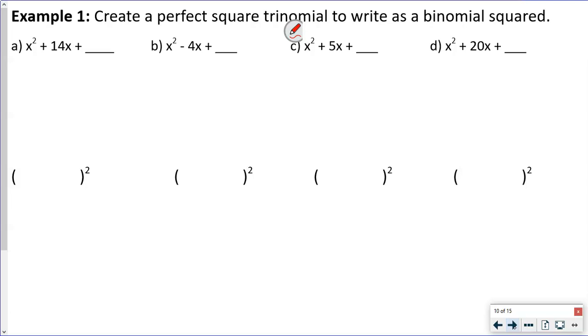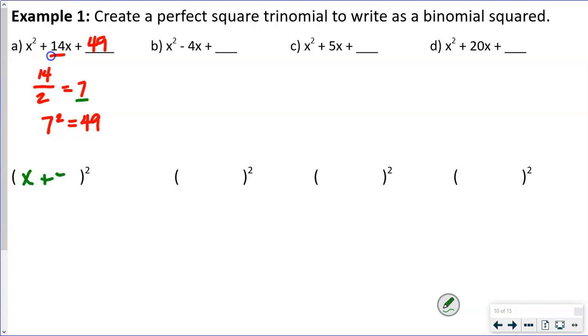So it says create a perfect square trinomial and write it as a binomial squared. What we're going to take is half of this middle term, the coefficient 14 divided by 2, that's 7, right? Then we're going to square that, 7 squared, that equals 49. That's what completes this perfect square trinomial. Now also, this number 7, we're going to bring it down here and put it in our parentheses squared. So x squared plus 14x plus 49 is equal to x plus 7 squared.